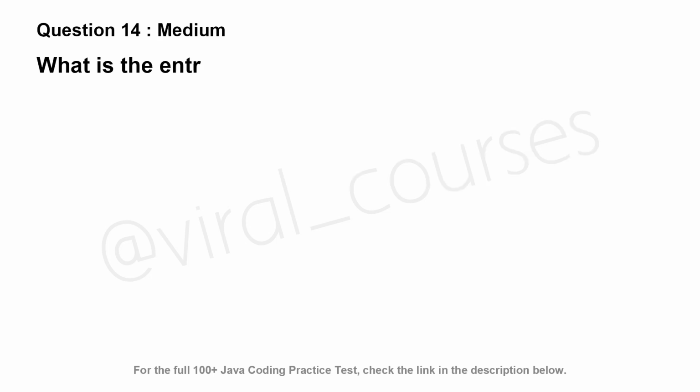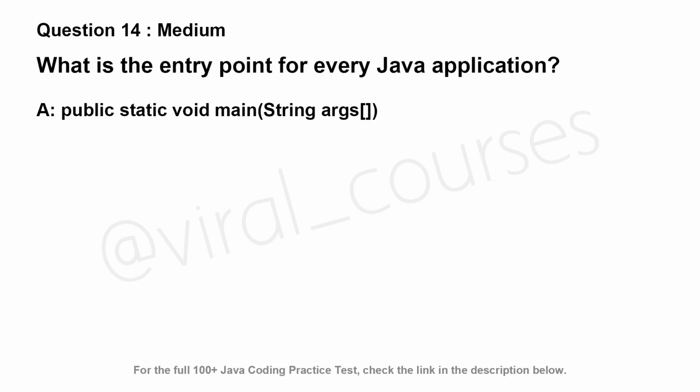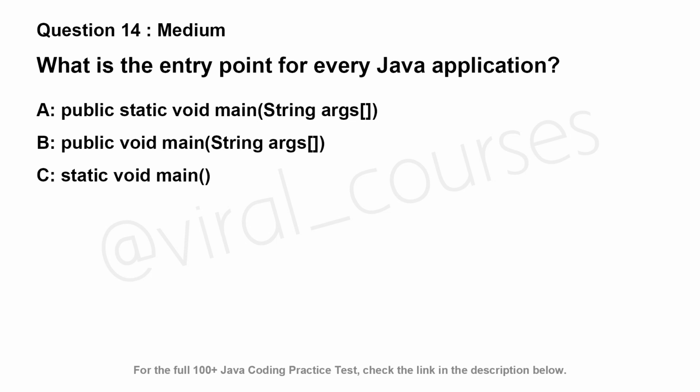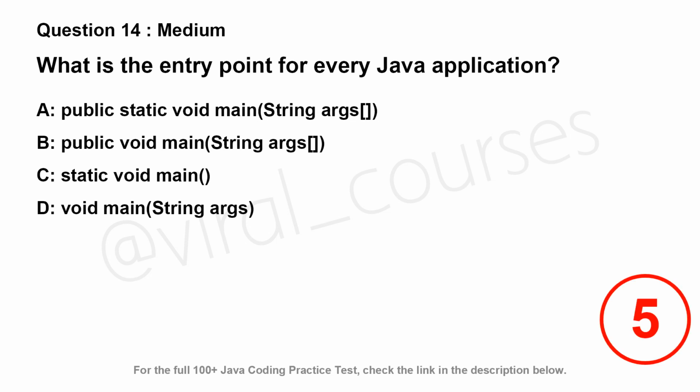What is the entry point for every Java application? Option A, public static void main, String args. Option B, public void main, String args. Option C, static void main. Option D, void main, String args.